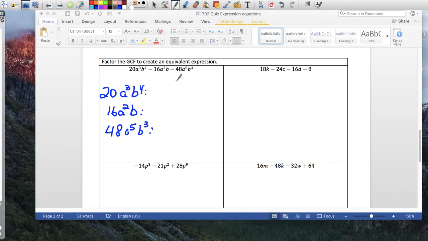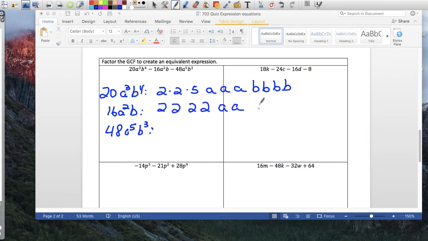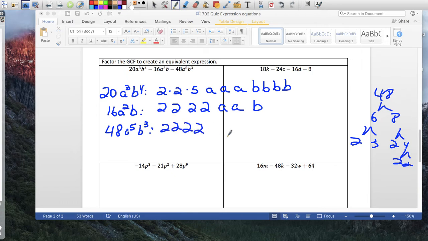So 20 is 4 times 5, or 2 times 2 times 5, and the A's: 1, 2, 3, 4. 16 is 2, 4, 8, 16, so four 2's, 2 A's, and 1 B. 48 is 6 times 8, 2 and 3, 2 and 4, 2 and 2. So it's four 2's and a 3: 2, 4, 8, 16 times 3 is 48.